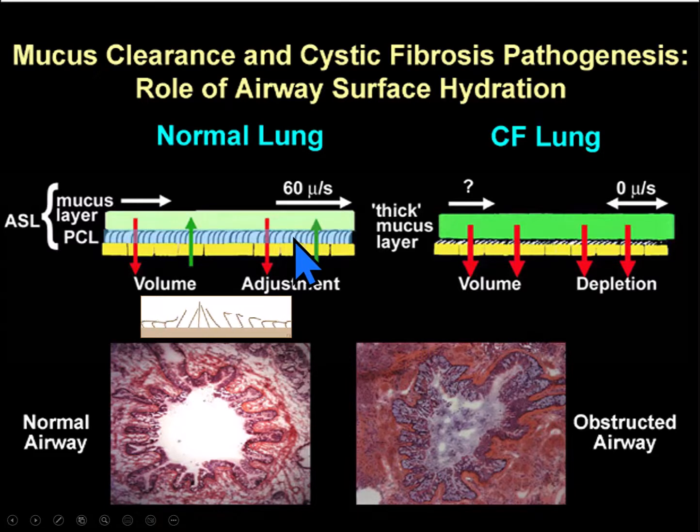Well, when you look at somebody with cystic fibrosis, what we're going to see is that mucus is really thick, and the cilia can't move the mucus because it's so thick. That's going to result in a plugging up of airways, as you see here, compared to the normal opened airway, because the cilia just can't move that thickened mucus.